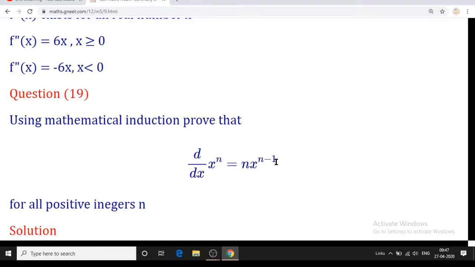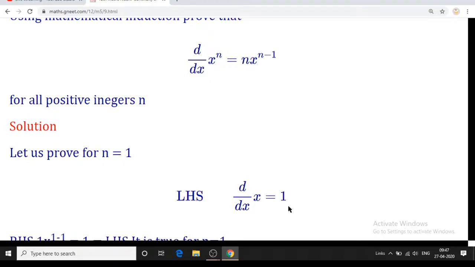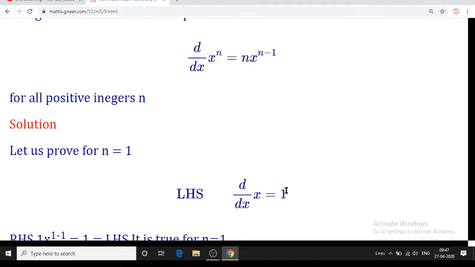Mathematical induction means first we prove for n equals 1, assume for n equals k, and using that result we try to prove for k plus 1. That method is called the PMI method, the mathematical induction method. So first let us prove the result for n equal to 1. On the left hand side, d by dx of x raised to 1, that is x. What is the derivative of x? That is 1. So we get the left hand side as 1.